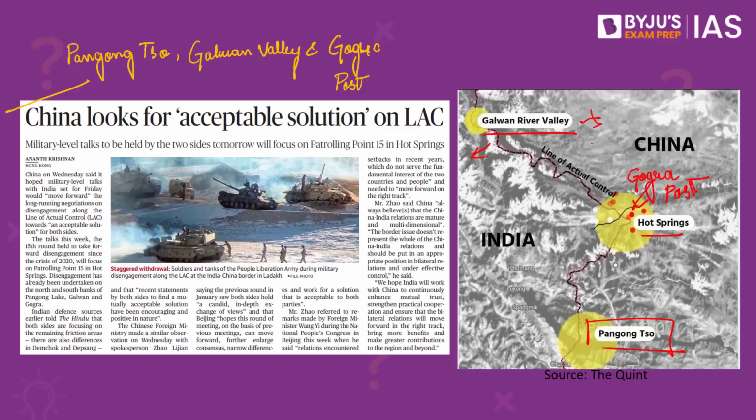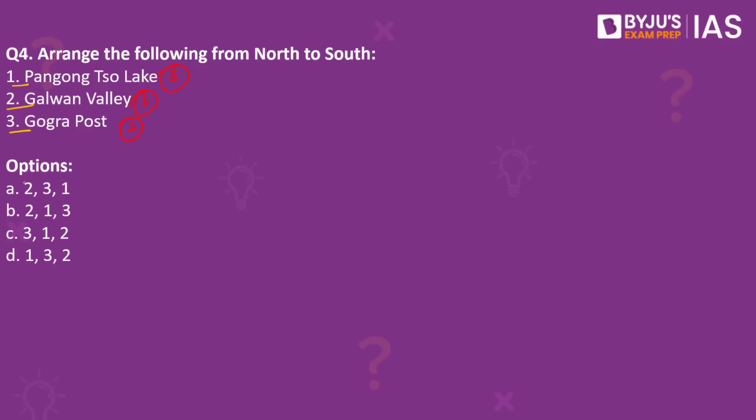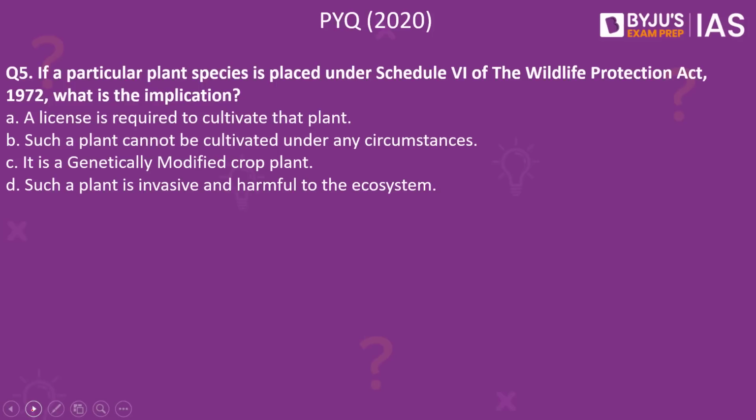So if we were to mark these points from north to south on a map, it would be Galwan Valley to the north, next Gogra Post and then Pangong So. Therefore, the right answer to our question would be option A, 2, 3, 1. Now let us take up a previous year question from Prelims paper 2020. If a particular plant species is placed under Schedule 6 of the Wildlife Protection Act 1972, what is the implication?